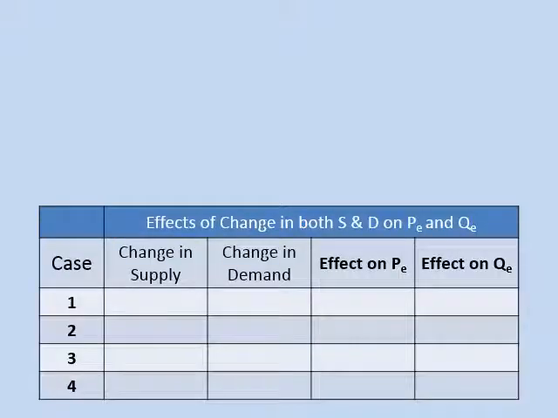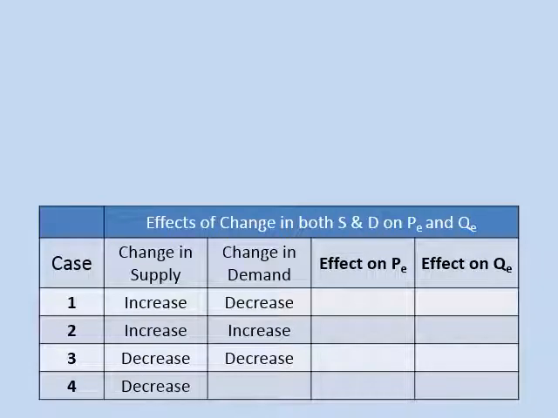In this table, we're going to record what happens to equilibrium price and quantity when we have a change in both supply and demand simultaneously. Well, it turns out there are 4 cases. You could have an increase in supply that's accompanied by either a decrease or an increase in demand. Likewise, you could have a decrease in supply that could be accompanied by a decrease in demand or an increase in demand.